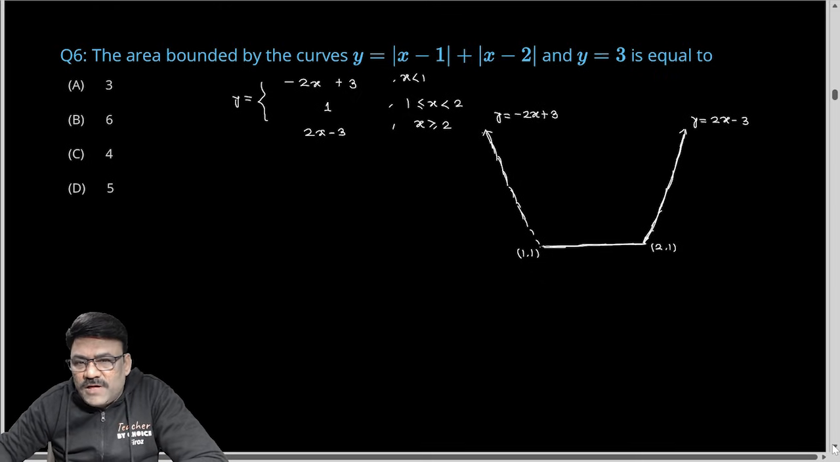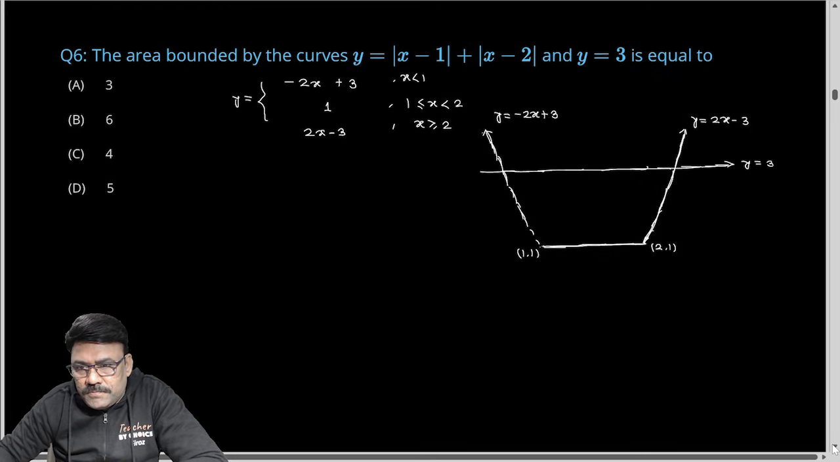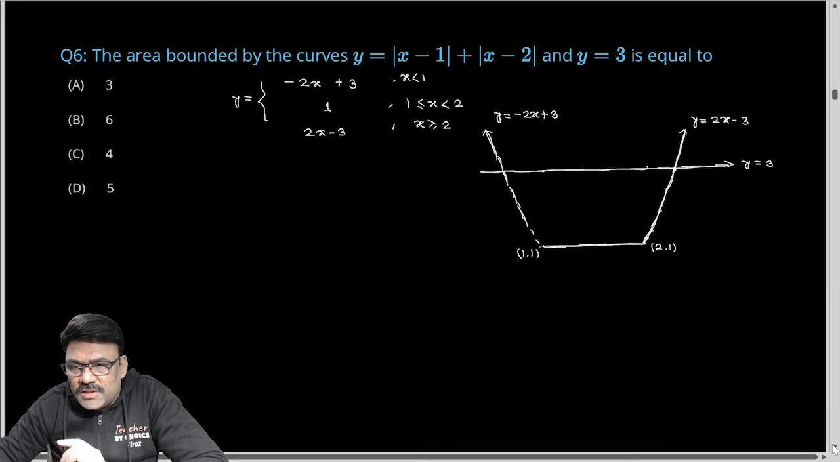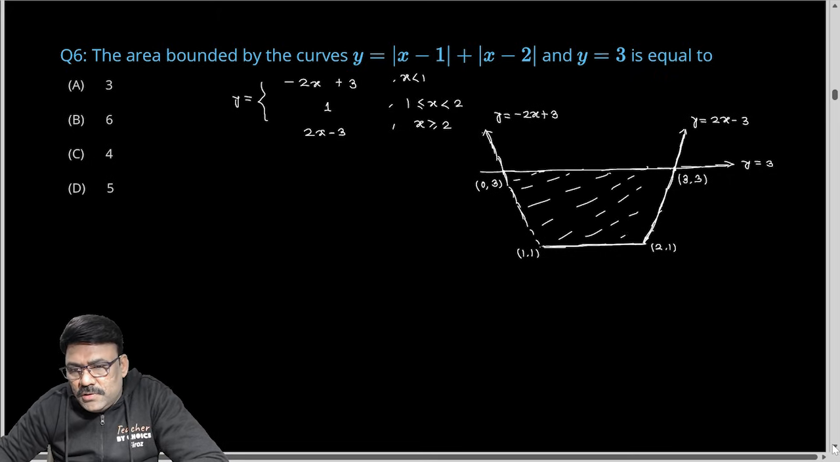Now we have one more line, y is equal to 3. So let's say this is the line y is equal to 3. If you solve y is equal to 3 with 2x minus 3, the y coordinate is 3, so the x coordinate is also 3. This point is 3, 3. Here also the y coordinate is 3, and this point is 0, 3. So this is the area that you have to find, and it is clearly a trapezium.